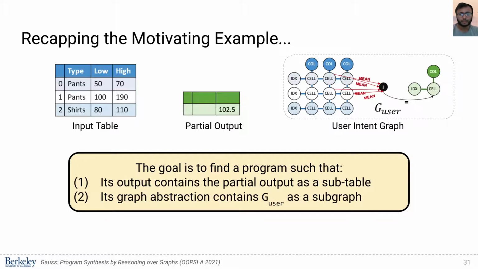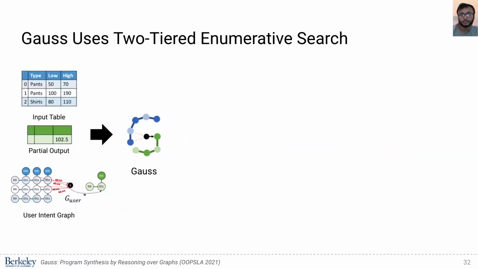To recap the motivating example and the spec, the user provides an input table and a partial output using Gauss's UI, which captures the interaction as a graph. The goal is to find a program such that its output is contained in the partial output as a subtable, and the graph abstraction contains GUser as a subgraph. Given the user spec, Gauss employs a two-tiered enumerative search to find the solution program.